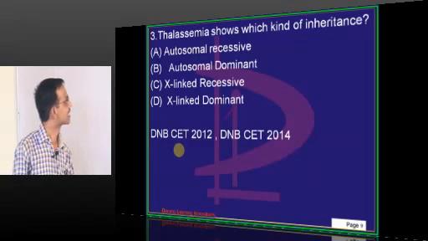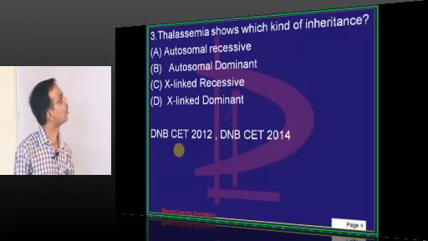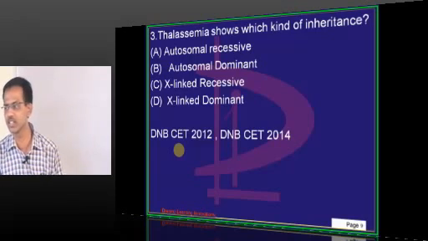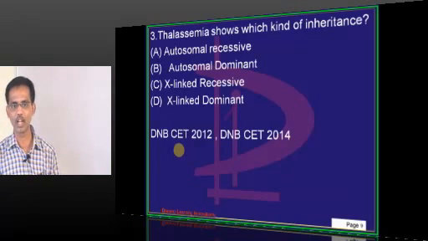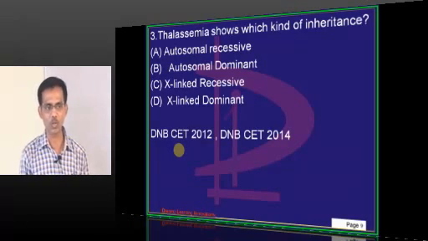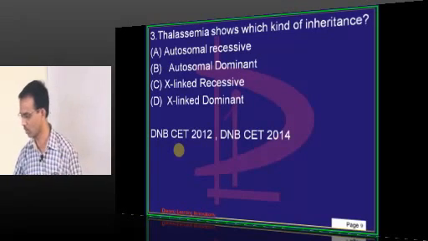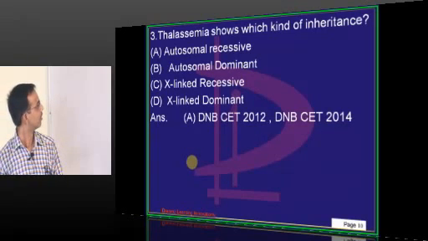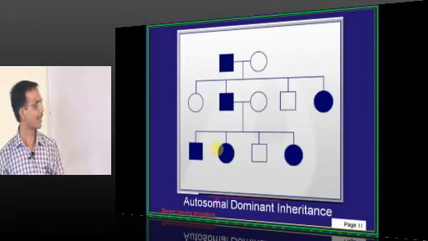Okay, autosomal recessive, dominant, X-linked recessive, X-linked dominant. So, thalassemia shows what kind of inheritance? Thalassemia shows autosomal recessive pattern. Okay, answer is correct.